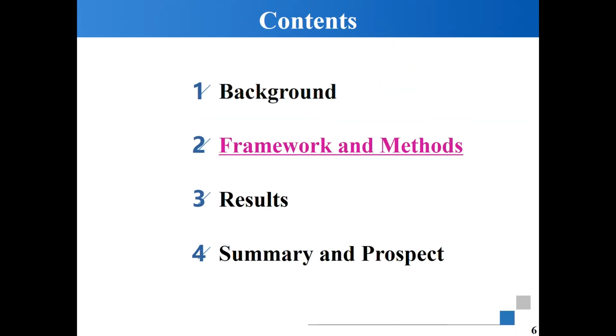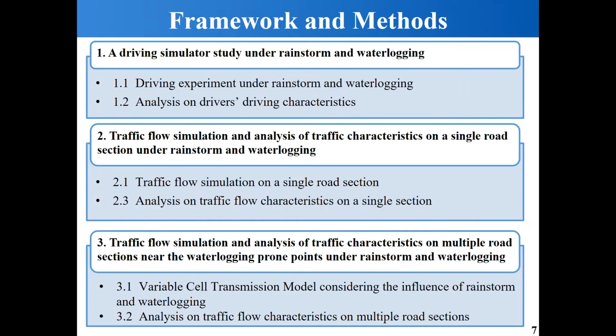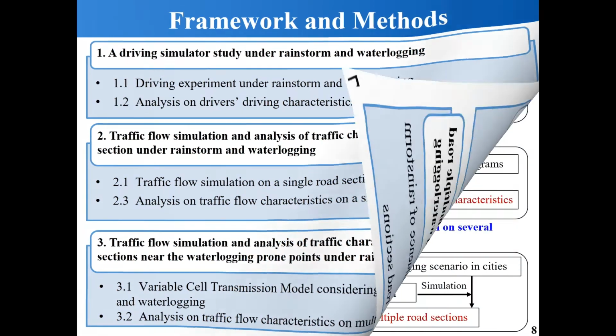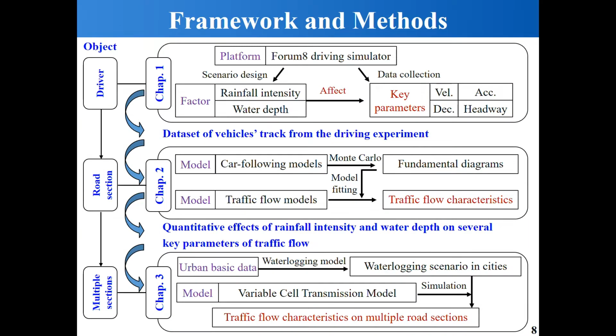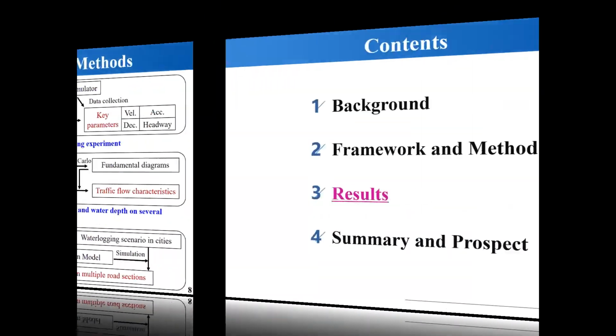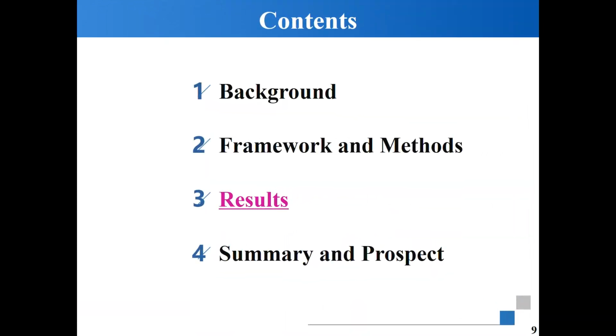As to the framework and methods, our study includes 3 sections. Section 1 is the driving simulator study. Section 2 is traffic flow simulation on a single road section, and section 3 is traffic flow simulation on multiple road sections. In section 1, a dataset of vehicle tracks from the experiment is produced, and section 1 is the basis for section 2 and section 3. The results from section 2 are the input of VCTM in section 3, so section 2 is also the basis of section 3. Let's go into the results part.